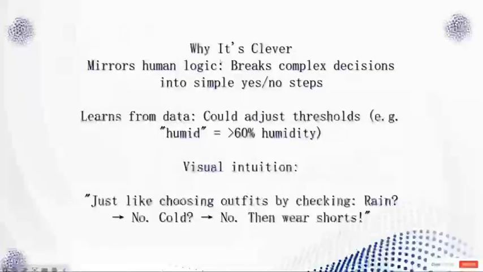Why is it clever? First, it measures human logic, breaking complex decisions into simple yes and no steps. Second, it learns from data and could adjust thresholds. For example, humid equals or larger than 60% humidity. Just like choosing outfits by checking, is it raining today? If the answer is no, then you ask yourself, is it cold today? If the answer is still no, then let's wear shorts.